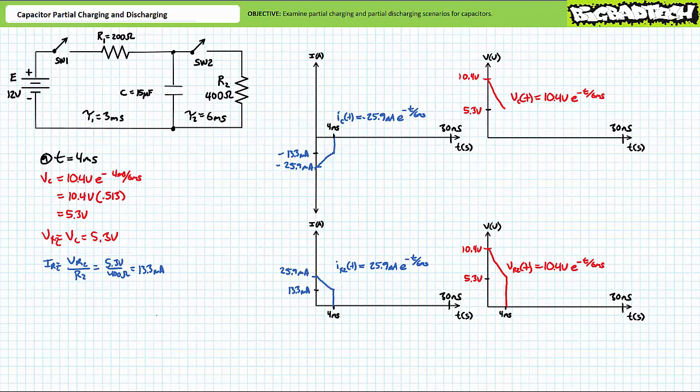In summary, at t equals 4 milliseconds, the partial discharge phase ends with Vc equal to 5.3 volts, VR2 also equal to 5.3 volts, and both IR2 and Ic equaling 13.3 milliamperes, only one is incoming and the other outgoing. Note if both switch 1 and switch 2 remained open beyond this partial discharge, assuming an ideal capacitor with no internal leakage, we'd see this capacitor indefinitely maintain a 5.3 volt partial charge.